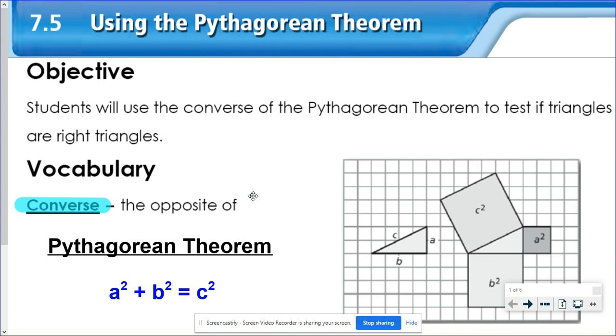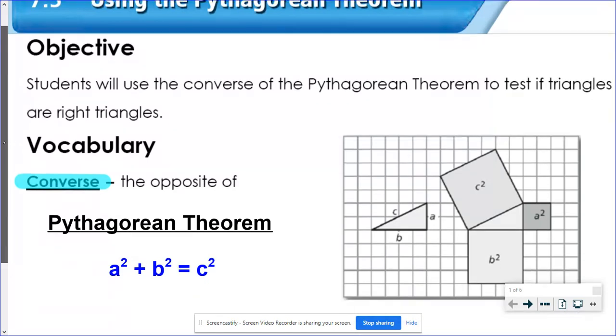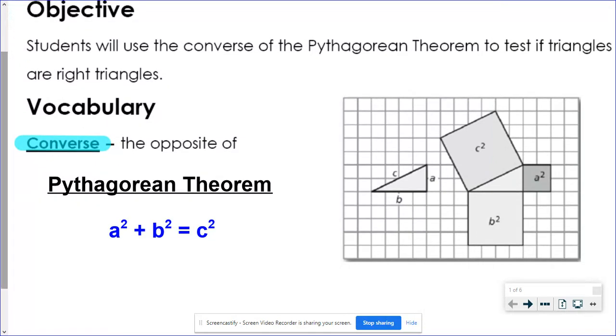Hello again, math students. Today we're going to continue our work with the Pythagorean theorem. And today, as you can see on the screen, we're going to be talking about something called the converse of the Pythagorean theorem. A converse can mean the opposite of, like it says on the screen, that's the main meaning. But when we're talking about this in terms of math, usually it means that we're changing the order of something.